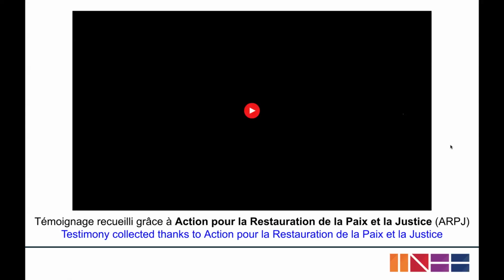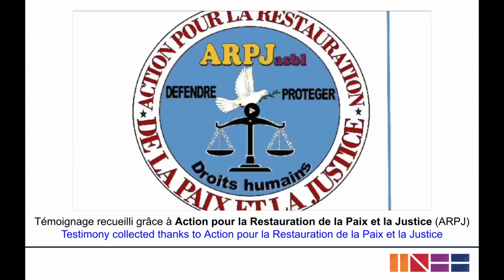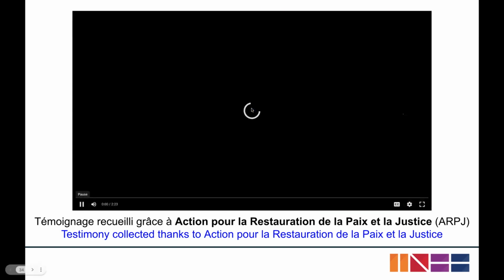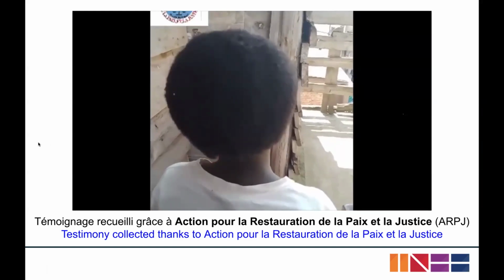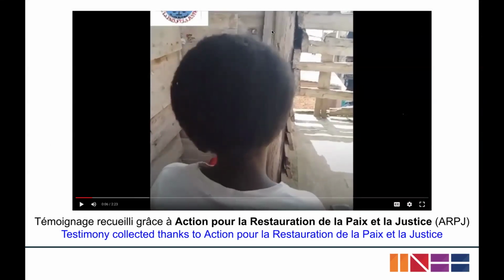We will attempt once again to play a video. This time around, it's a video which was shared through an organization named Action pour la Restauration de la Paix et de la Justice. And the testimony was collected by Isaac. The testimony is from a young girl. Due to evident reasons of protection of minors, the testimony is anonymous. The young girl tells her story in an armed group's camp, and she is talking to Winnie Kamanga, who is a child protection officer. I'll see if we can play the video. Unfortunately, there is no sound.